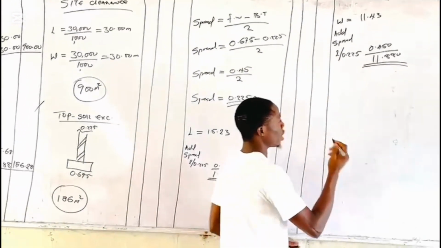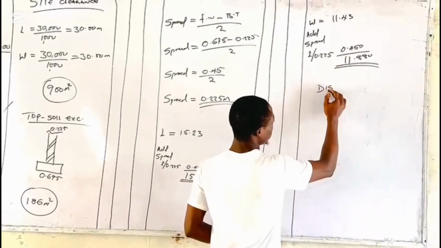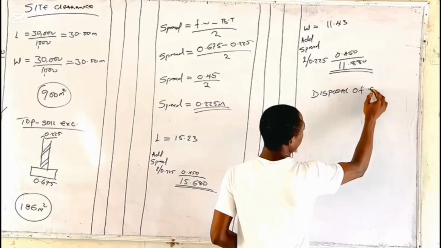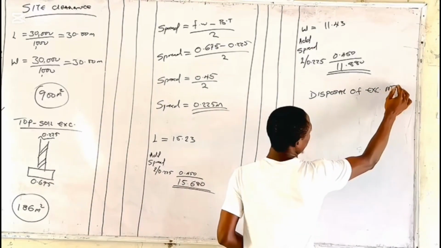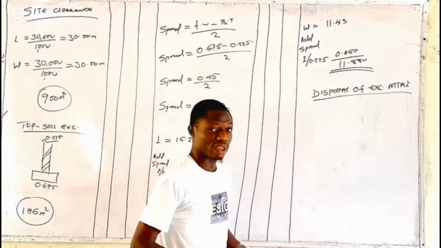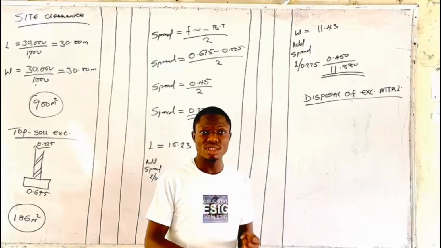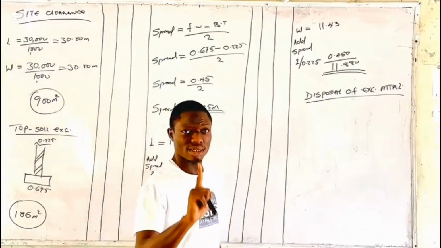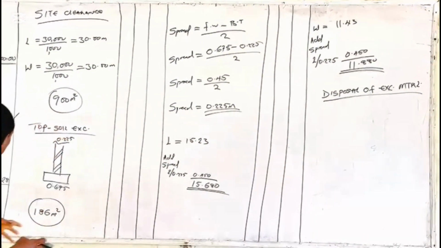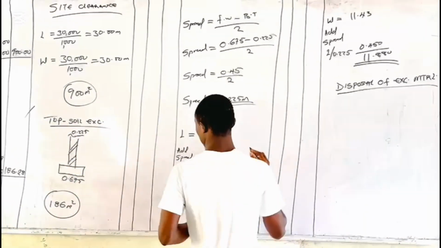And then we talk about what? Disposal of excavated material. That is the third item. And then this disposal of excavated material is measured in cubic meters. So we need our length, the width, and then the depth. So the length and width we are going to be using is what? Is that of topsoil excavation. So we have to repeat this length and this width.